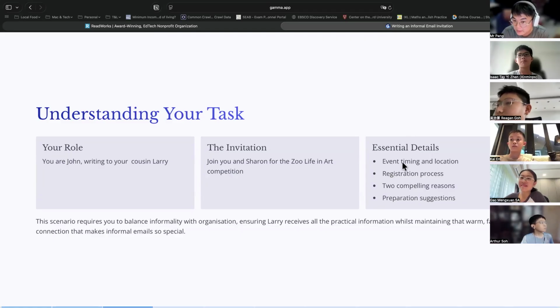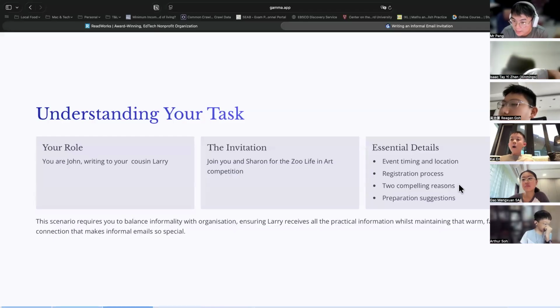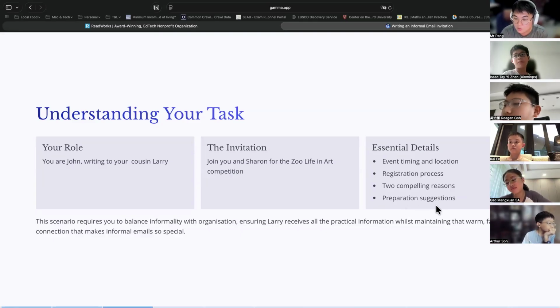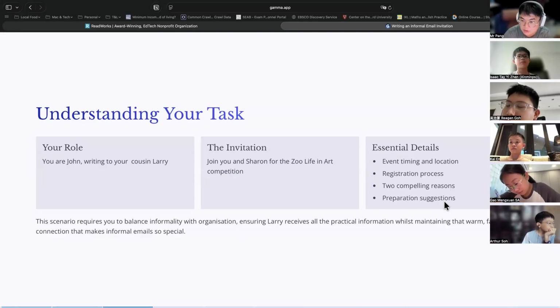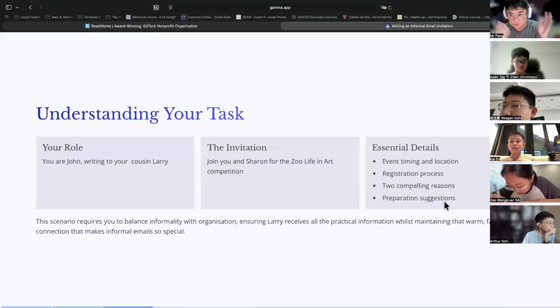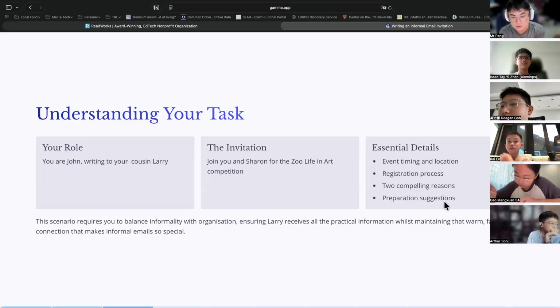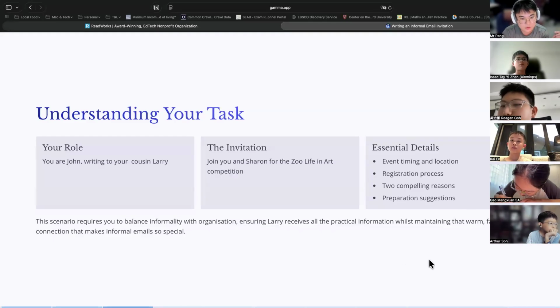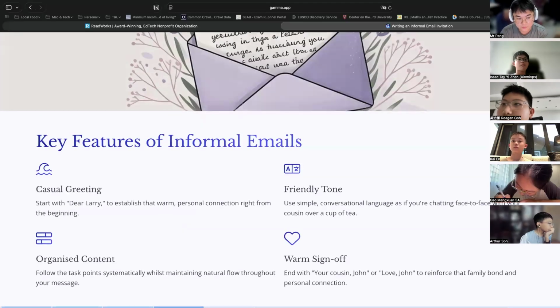Where and when is your event timing and location, right? How to register is your registration process. Two reasons why your cousin Larry should join in is your compelling reasons. And finally, how your cousin Larry should prepare is your preparation suggestions. So far, so good. So always consider these three main tranches: your role, which is your audience, your context, which is what you're writing, and then your information.